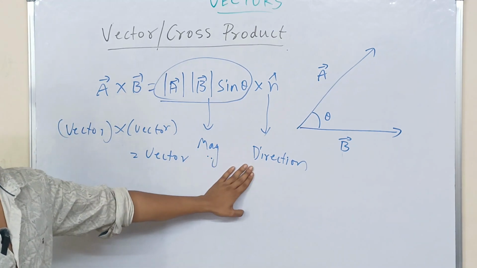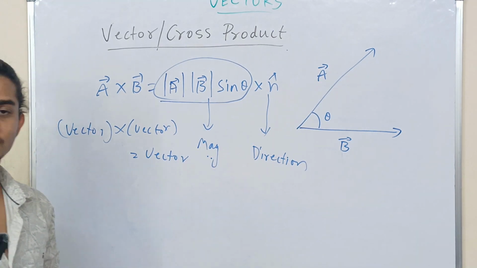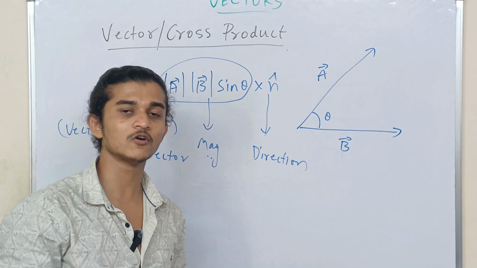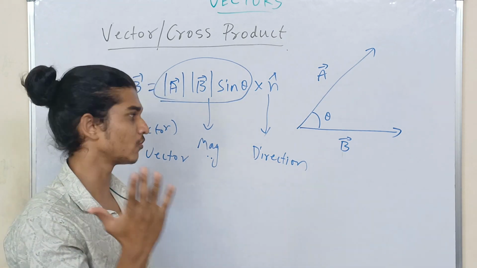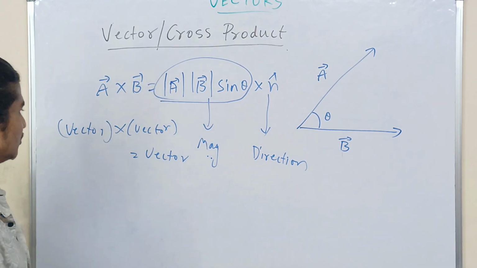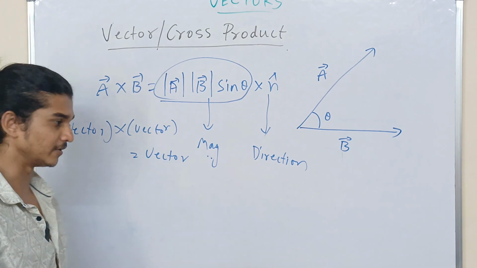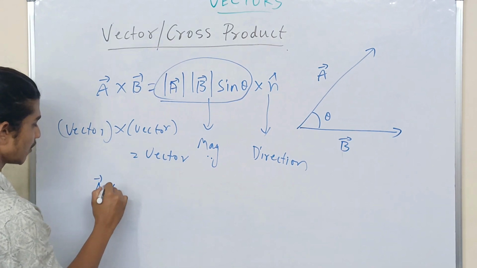What about the direction? How are you going to find the direction? In order to find the direction, you have a rule called the right hand thumb rule. So what you have to do, suppose your question is a cross b.